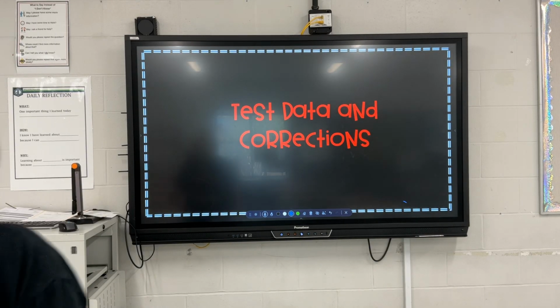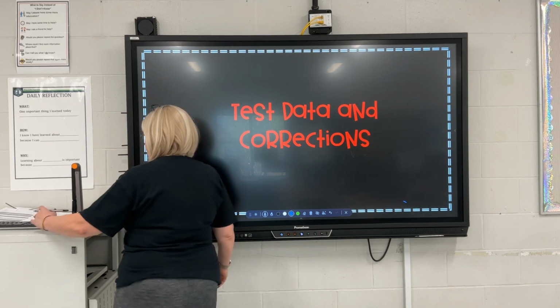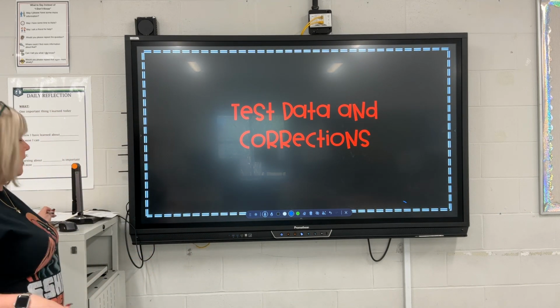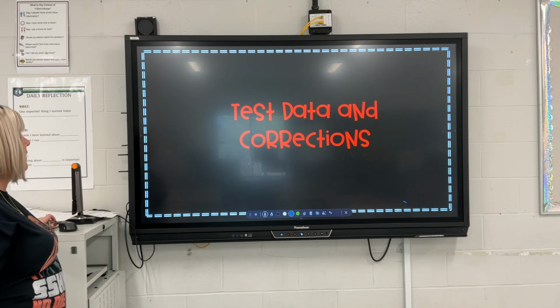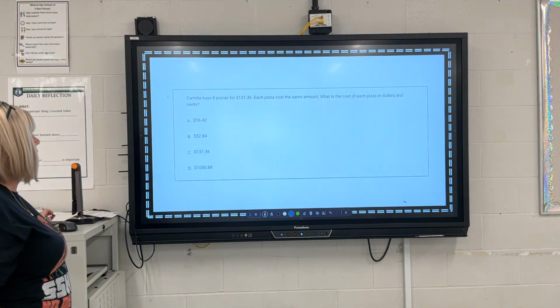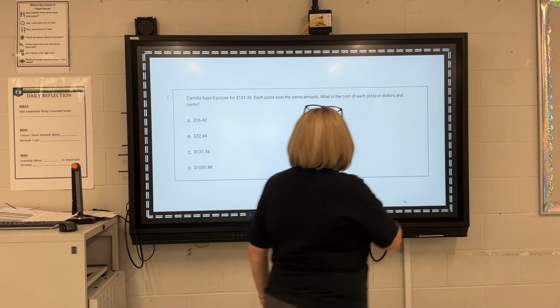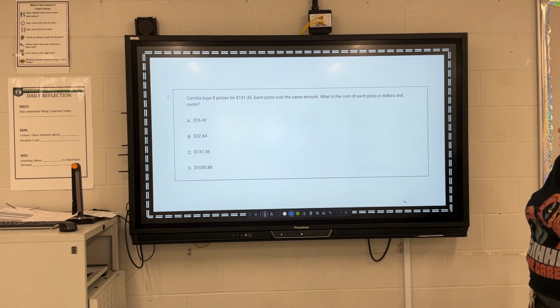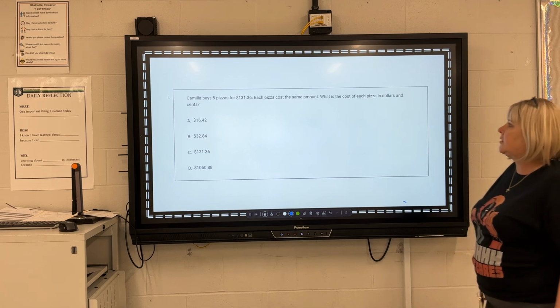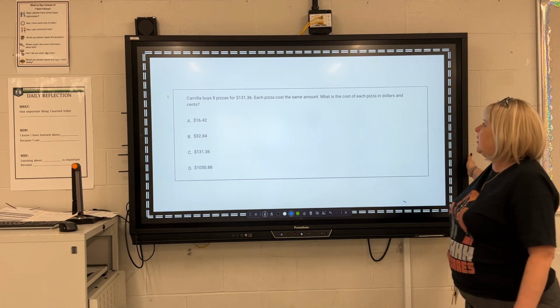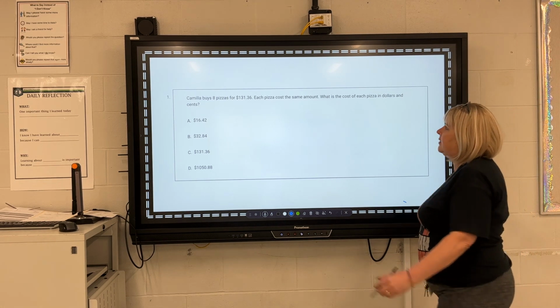Okay, test corrections for Module 1, Topic 2. This is the second test that we've taken. So here we go. Number 1, Camellia buys 8 pizzas for $131.36. Each pizza costs the same amount. What is the cost of each pizza in dollars and cents?